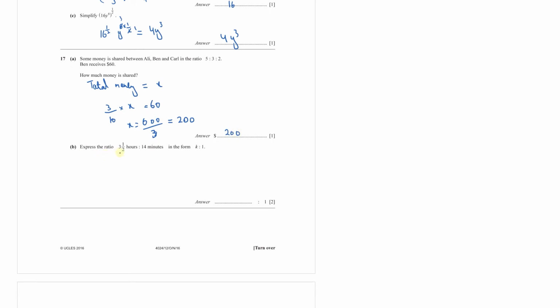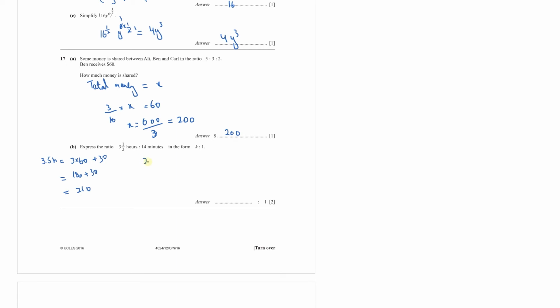Express the ratio 3.5 hours : 14 minutes in the form K : 1. So we have to convert this into minutes as well, as we need K : 1, which means everything should be in minutes here. So 3.5 hours in minutes would be 3 into 60 plus 30. Half hour is 30 minutes. So you get 180 plus 30, which is 210.